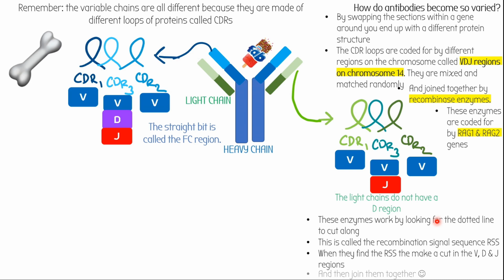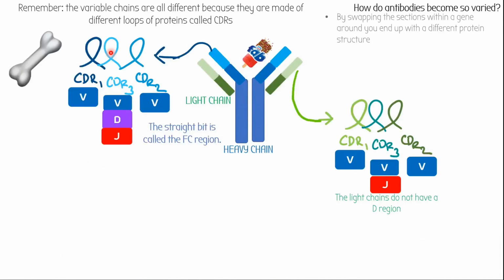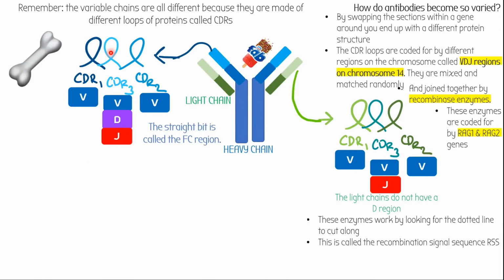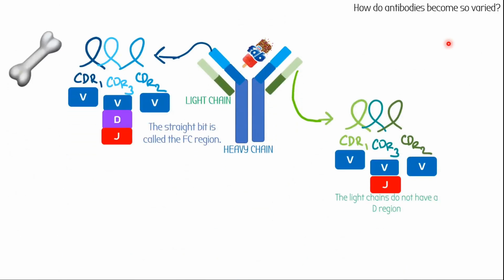And when they find that dotted line to cut along, they make a cut in the V, D and J regions and then join them together. So just to illustrate this, how does your cell know that this is the starter section, this is the dessert section, and this is the juices section? Well, there's a sequence at the end called RSS sequences. And these mark where the starter section ends, where the desserts section begins, etc. And you're going to have RAG1 and RAG2 recombinase enzymes that are going to come along and cut one option from each, and then join them together. So your RSS sequences essentially are markers on the menu that divide up the menu.